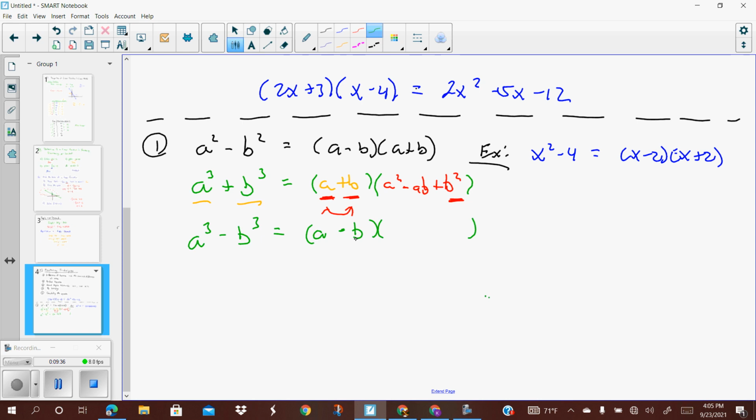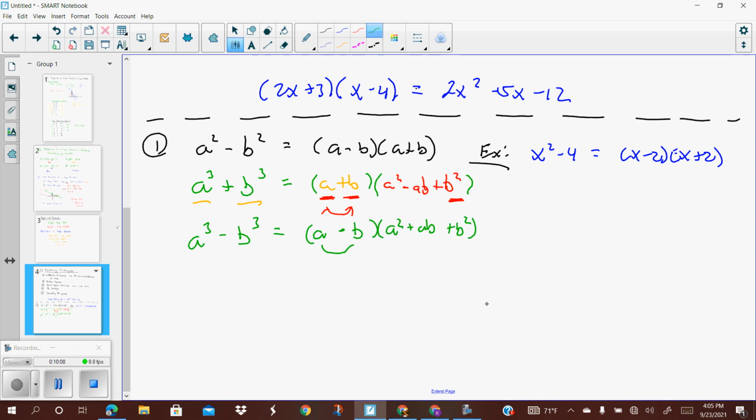Now I go from the binomial. Square the first term, a squared. Square the last term, negative b times itself is going to give you a plus b squared. Multiply these two things together, and then change the sign. So a times negative b is negative ab, but we're going to change the sign so it'll become plus ab. That's it. That's how you factor the sum or the difference of perfect cubes.